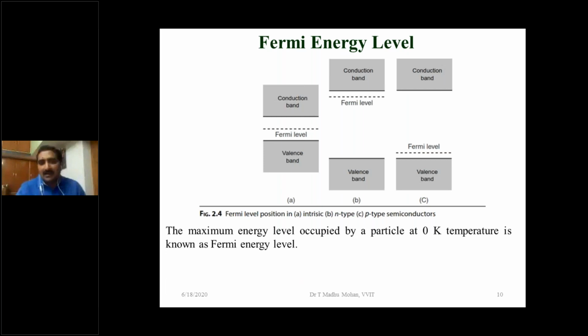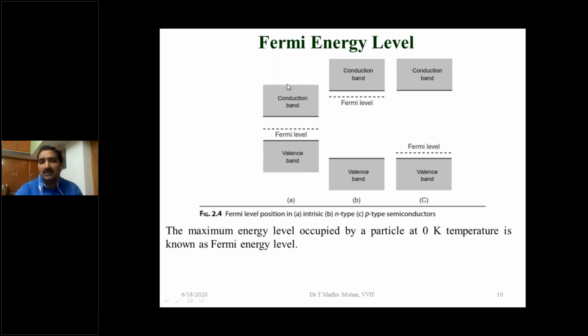So this is the Fermi level diagram in intrinsic, n-type and p-type semiconductors. Generally, this is the valency band, this is the conduction band. The energy difference between the valency band and conduction band is called the energy band gap or forbidden band gap. In an intrinsic semiconductor, the number of available electrons in the conduction band is equal to the number of available holes in the valency band. Why? Because when we give energy, the bond breaks, so the electron escapes from the valency band to the conduction band, leaving a hole here. So the number of electrons in the conduction band is equal to the number of holes in the valency band. So the Fermi level lies exactly at the center of the valency band and conduction band.